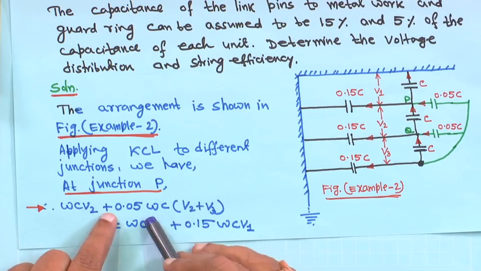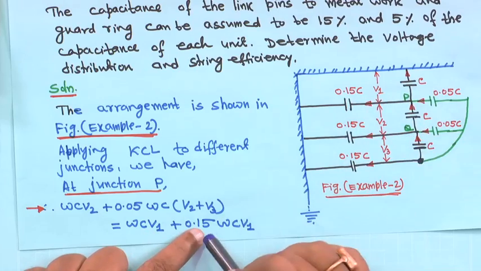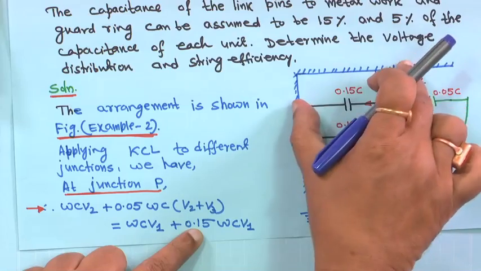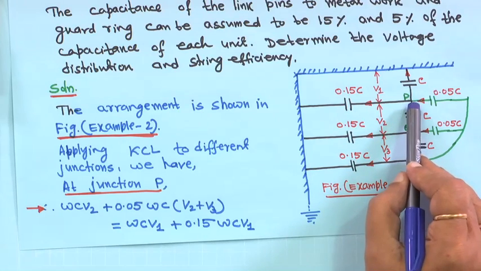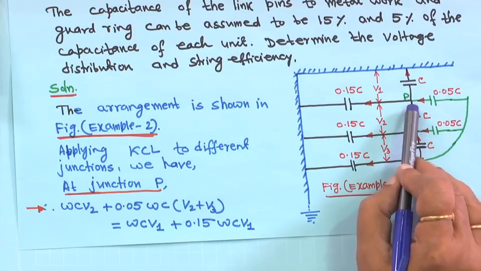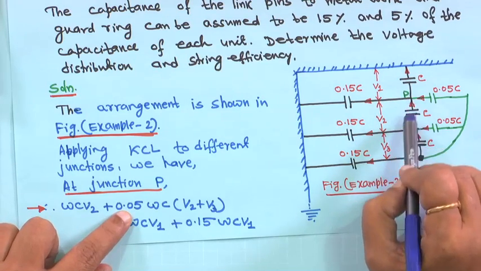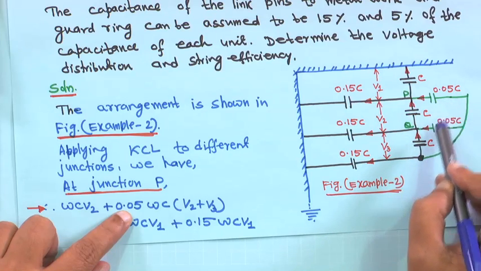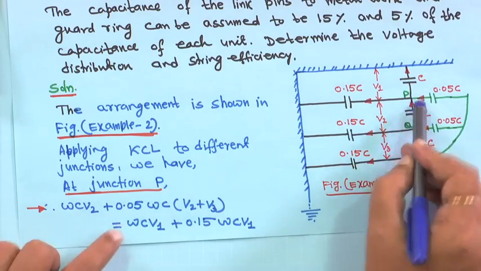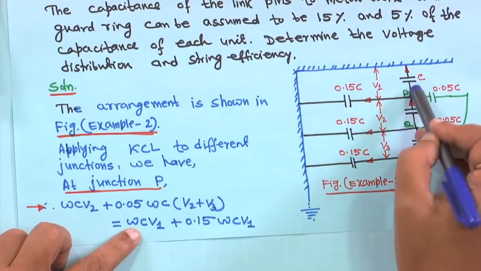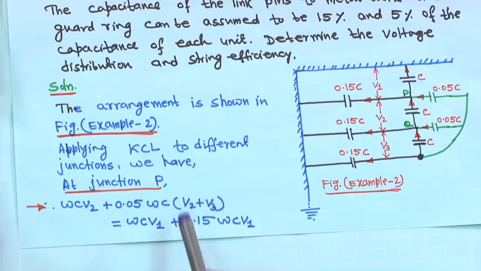By Kirchhoff's first law, this is equal to omega C V 1 plus 0.15 omega C V 1, because the voltage across this is V 1. I repeat once again, you apply KCL at point P. The current omega C V 2 is entering this point, plus this current 0.05 omega C into V 2 plus V 3 is also entering, from this point to this point the voltage is V 2 plus V 3. These two currents equal the currents leaving, omega C V 1 in the arrow direction given, plus 0.15 omega C V 1. So, this is at junction P.